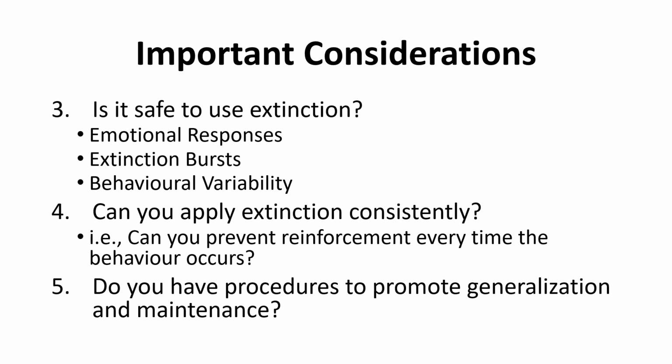So a child who is temper tantruming to get a toy, if you stop giving them their toy, they might switch from just crying to maybe screaming, maybe throwing things. They're going to change up their behavior. So we can see emotional responses. We'll see extinction bursts where they can become more aggressive or more loud or more something. And we'll see that behavioral variability where they're doing different things. So you need to make sure that people are capable of handling that.